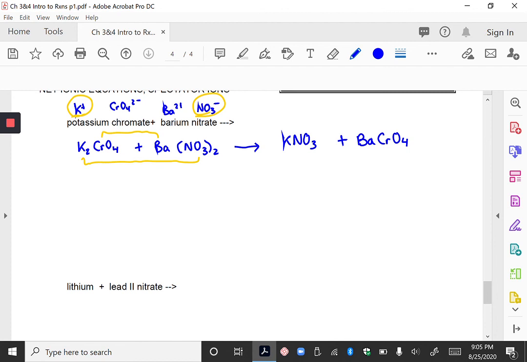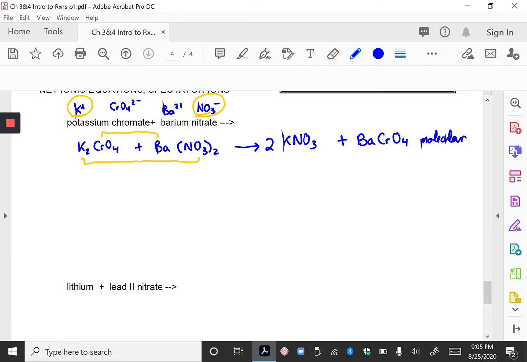And now we take care of all these subscripts and superscripts that are here by actually balancing it, not by using subscripts. Subscripts are used to write neutral compounds. The coefficients are used to balance. So it looks like we need 2 of the potassium nitrates there. So this is my molecular equation, what we're used to.